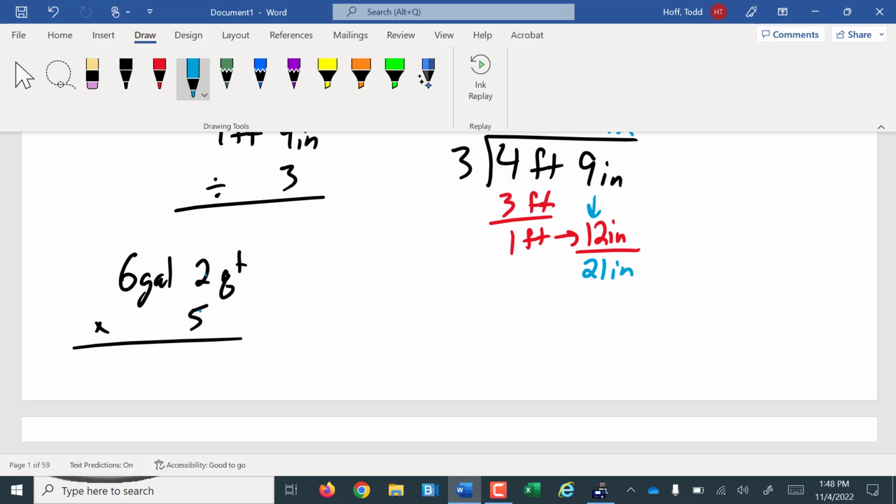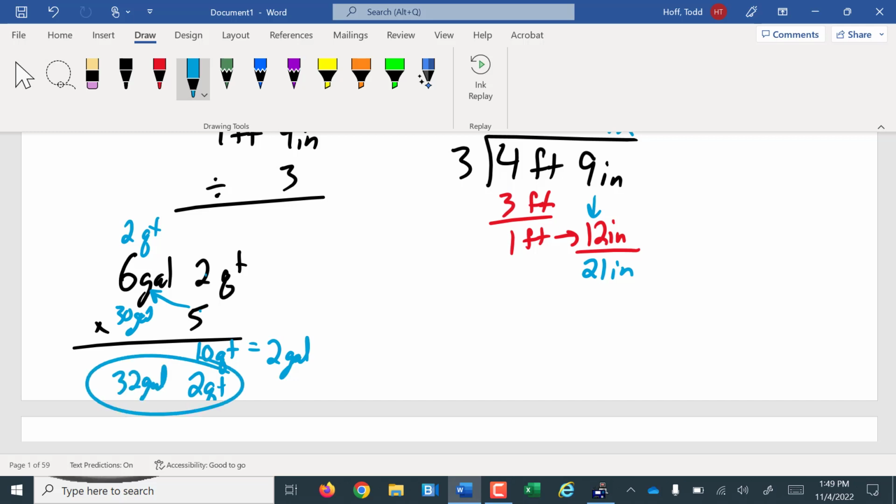Well, 5 times 2 is 10 quarts. Does anybody remember how many quarts are in a gallon? 4. So 2 gallons with how many quarts left? 2 quarts left. Carry the 2. 5 times 6, 30 gallons plus 2, 32. So 32 gallons, 2 quarts.